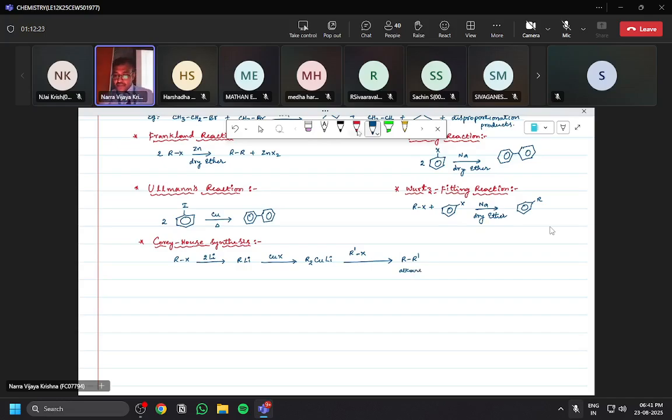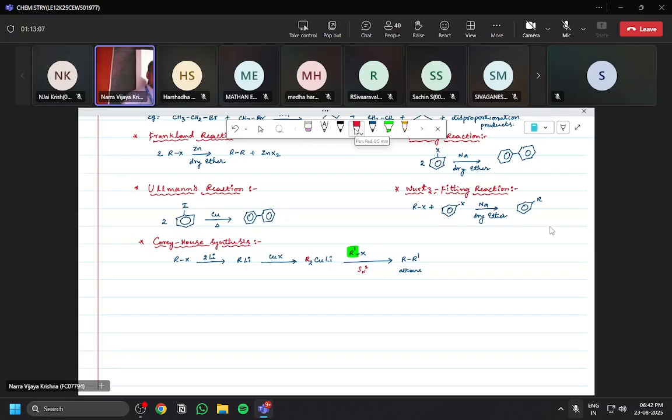Now the condition is this: in this alkyl halide, it should not be a tertiary alkyl halide, right? And it should not be a phenyl halide. Because R minus should go and attack here to remove this X. So this reaction will proceed via SN2, right? If it is a tertiary alkyl halide, SN2 fails.